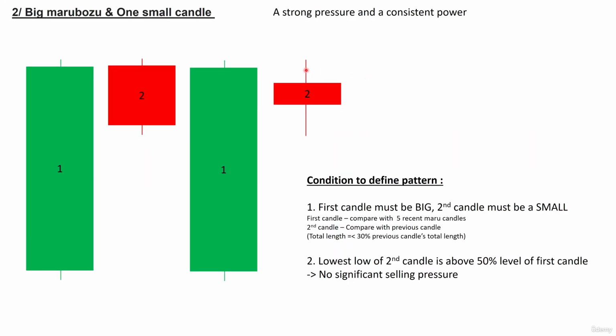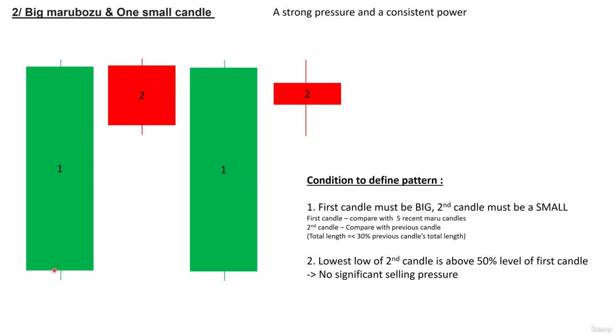bin bar candle. For the second case right over here, when the second candle is a down candle, you can see the red color right over here. We'll need to judge more carefully about this type of pullback, and you can see the condition to define the pattern right over here. The first candle must be big, and the standard for this one is still the same.